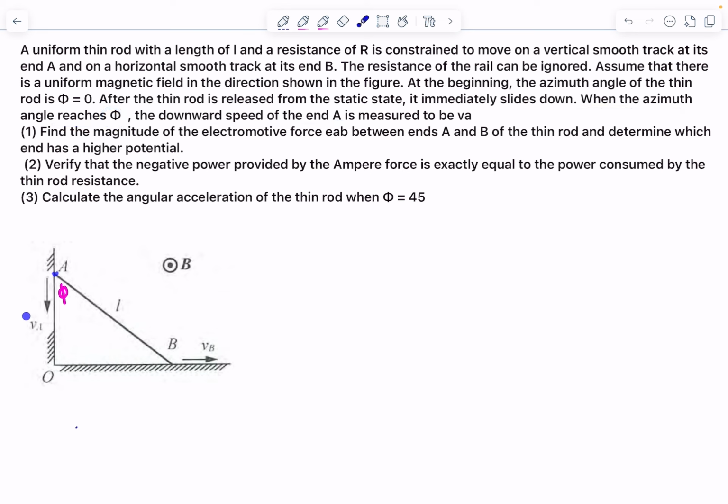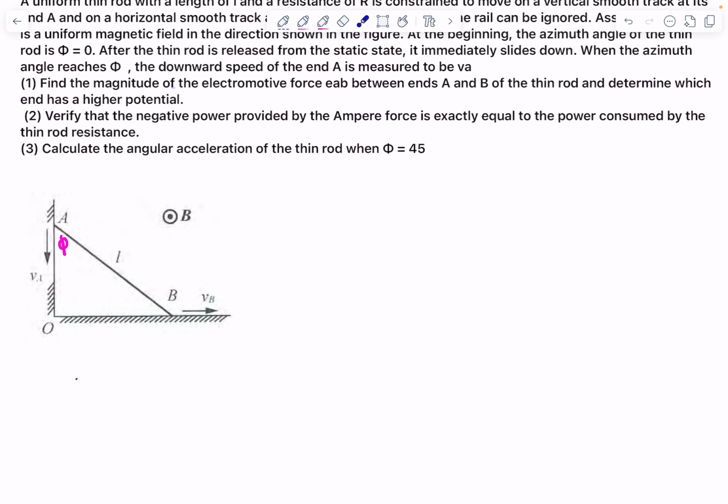Okay, so the first question is we have to find the magnitude of the electromotive force EAB between the ends A and B of the thin rod and determine which end has a higher potential. Okay, so let's start with this problem first. First we are going to find the EMF EAB due to the motion of the conductor. Now there are two ways that we can go about this problem. Okay, so first we'll use the straightforward method.